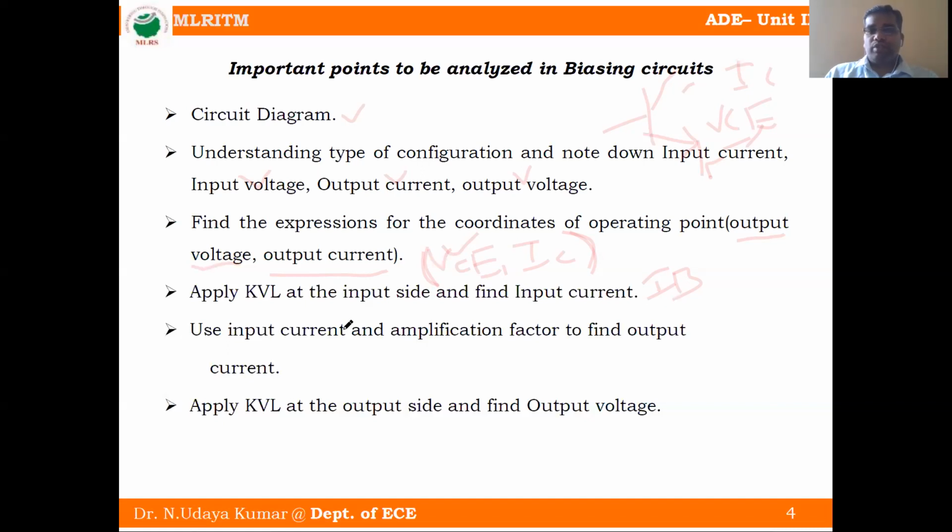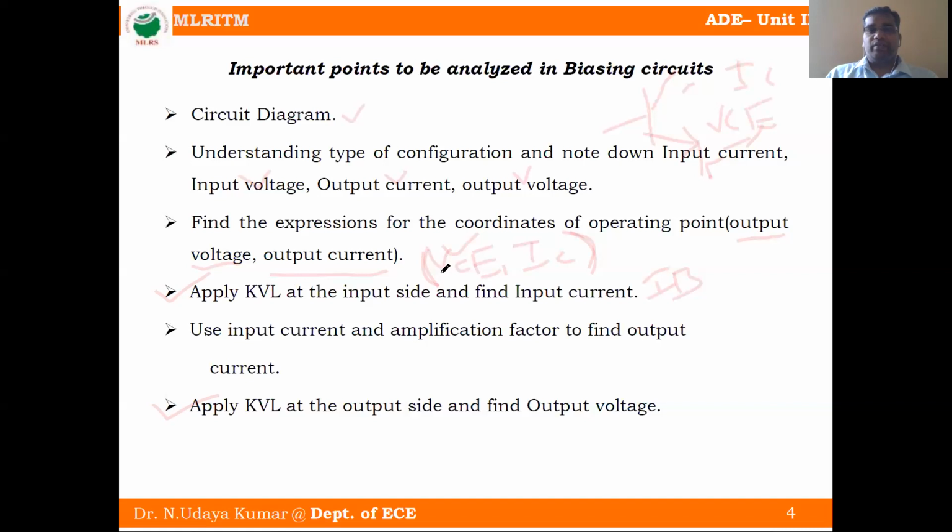So by using the input current and amplification factor, we find the output current. That is the next step. The last step is to apply KVL, Kirchhoff's voltage law, at the output side and find the voltage. Here we are applying two Kirchhoff laws, one on the input side and the other on the output side. Two times we write the KVL equations in any biasing method. So these steps are common for all biasing circuits.